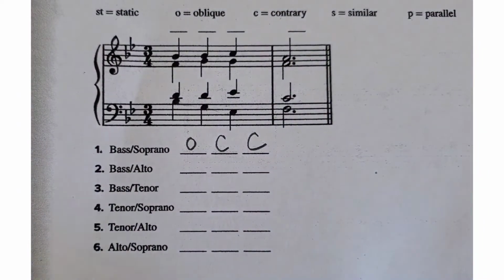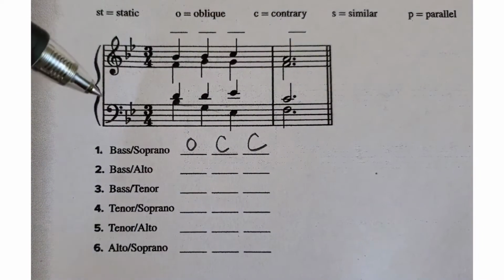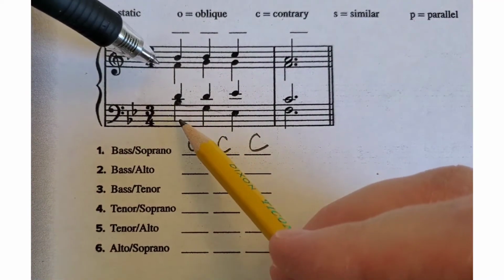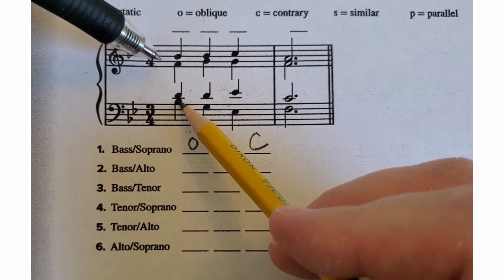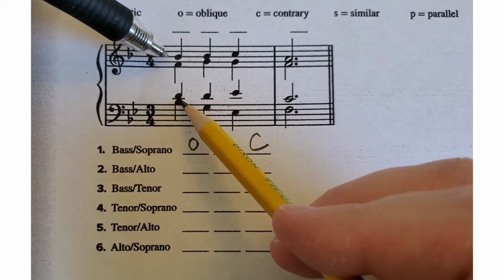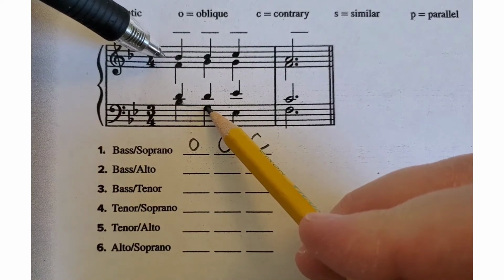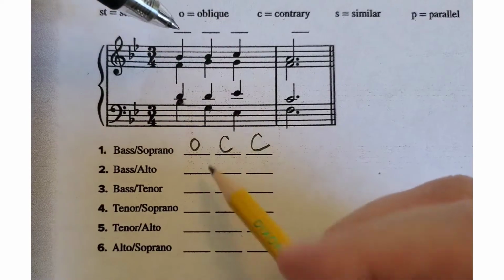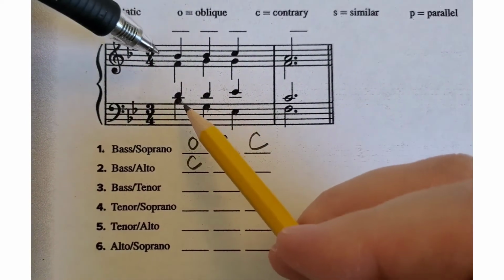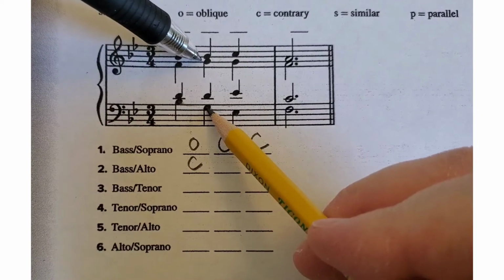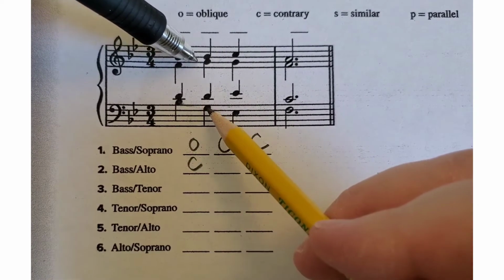Okay, let's also look at the distance between the bass and the alto and see how that pair of voices is developing. Between bass and alto, B flat and F is a fifth, right? Notice how the bass moves down and the alto moves up. That's contrary motion. And it's a fifth moving to an octave. A fifth to an octave.